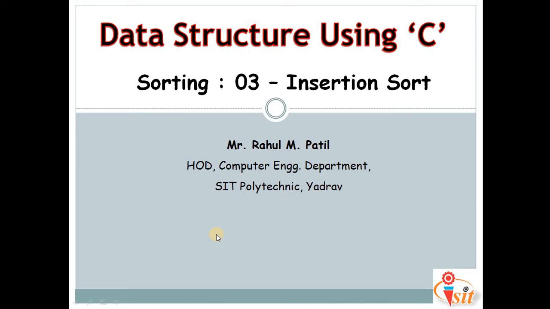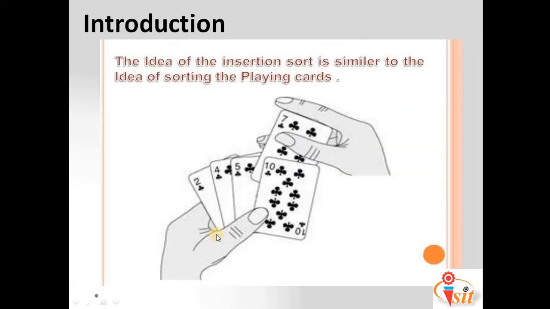To explain the logic of insertion sort, we'll use the example of cards. The idea of insertion sort is similar to the idea of sorting playing cards. Consider you have 10 cards out of a deck of cards in your hand and they are sorted or arranged in the ascending order of their numbers. If I give you another card and ask you to insert the card in just the right position so that the cards in your hand are still sorted.